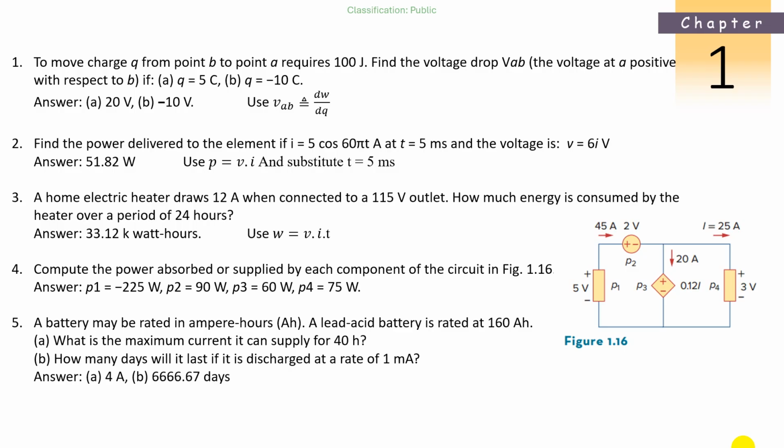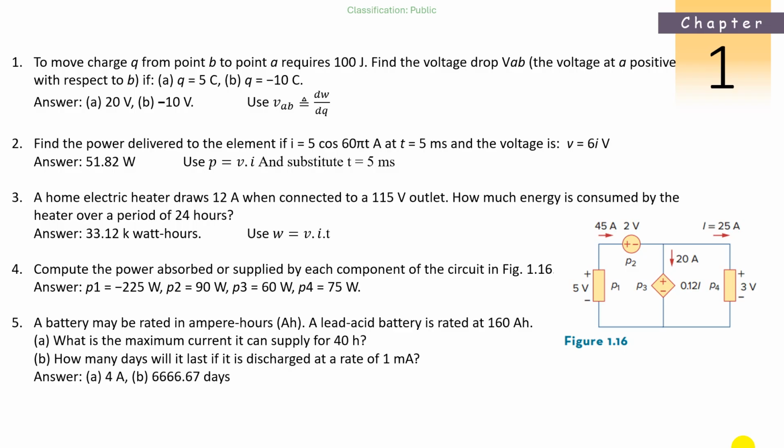Now a home electric heater draws 12 amperes when connected to a 115 volt outlet. So the current is given as 12 amperes and voltage as 115 volts. How much energy is consumed by the heater over a period of 24 hours? We have two types of equations here. Energy is joules per second, or another unit, watt hour. In one equation it is the same V into I only.